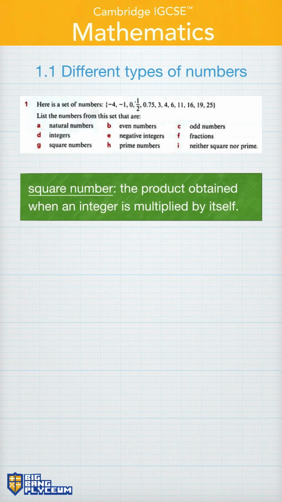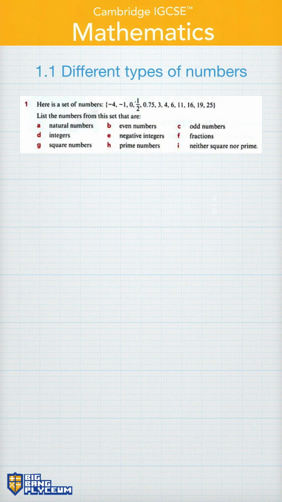And then, square number. What is a square number? It's the product obtained when an integer is multiplied by itself. For example, 0 times itself equals 0, 2 times 2 equals 4, 4 times 4 is 16, 5 times 5 is 25. So these 4 numbers here are square numbers.